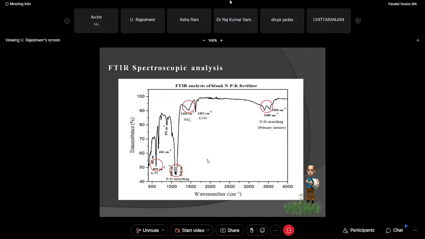And the next one is the elemental analysis of the NPK fertilizer solution, which is taken in the mid-IR region. You can see a large number of absorption bands, and each and every absorption band denotes the functional bonds or functional modes of the NPK nutrients present in the sample.